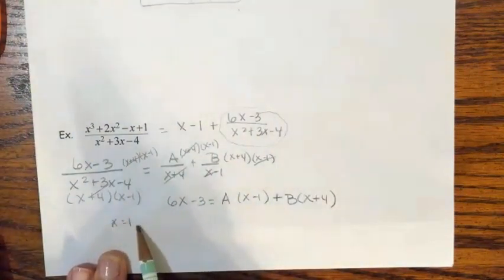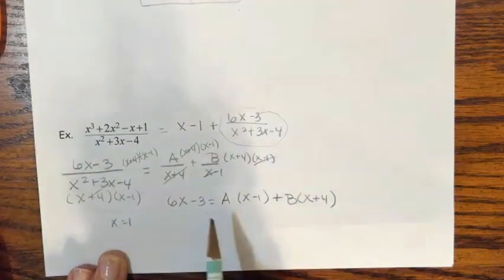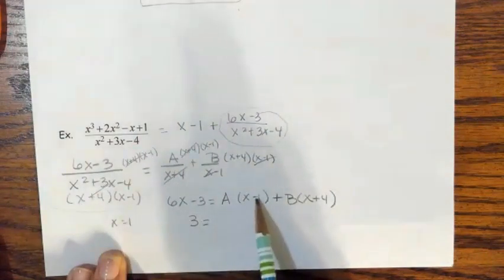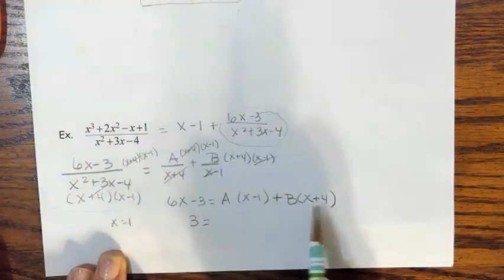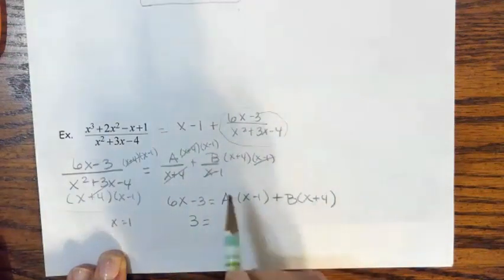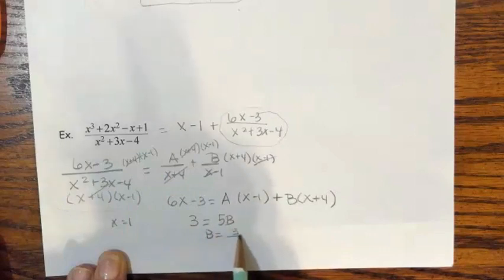So 6 times 1 is 6. Minus 3 is 3. Again, 1 minus 1 is 0. That's going to get rid of this. 1 plus 4 is 5. So 5 times B is 5B. So B is 3/5.